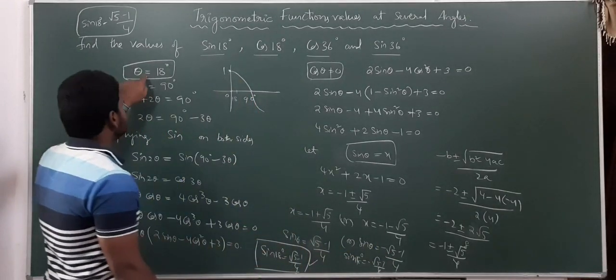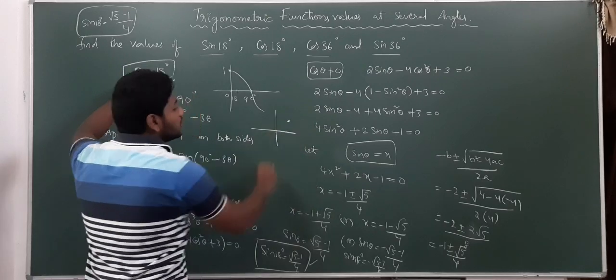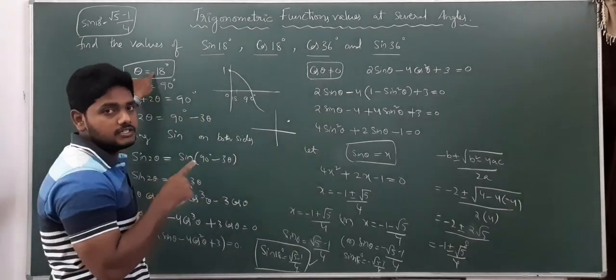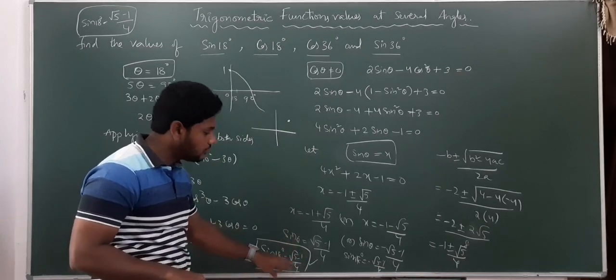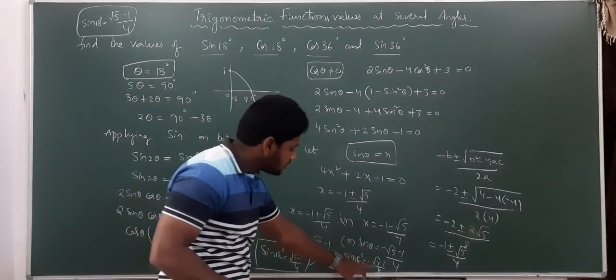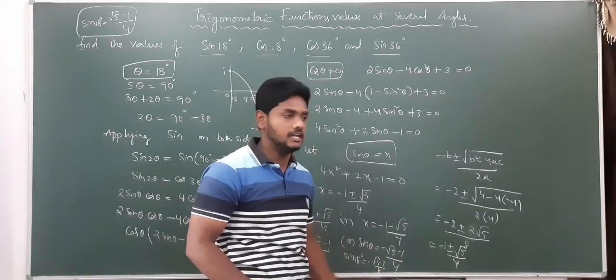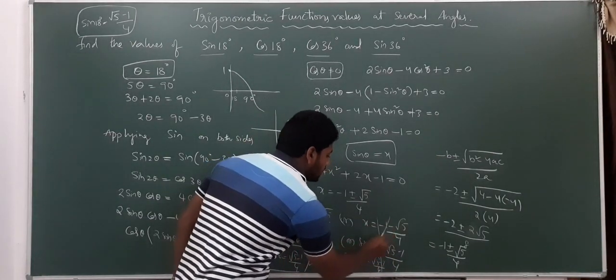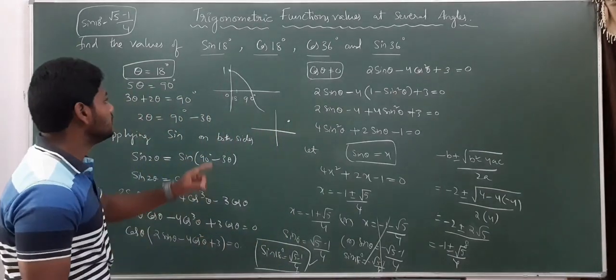Because theta is equal to 18 degrees, which will be in the first quadrant. First quadrant means sine should be positive. Root 5 minus 1 is positive, positive by positive is positive. But here minus (root 5 minus 1) is negative, and negative by positive will give negative. So this we should not take. What we need to consider is sin 18 degrees equal to (root 5 minus 1) by 4.